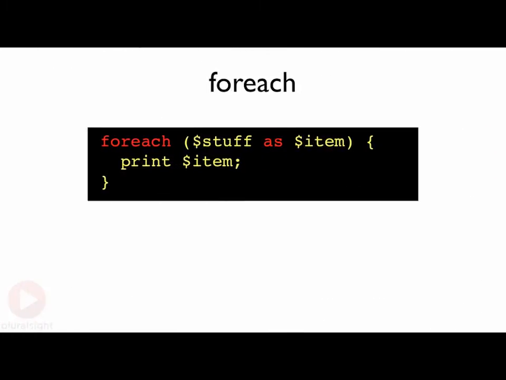The final variation on looping syntax is known as for each. For each is handy if we have an array full of items that we want to execute some code on each element in the array.